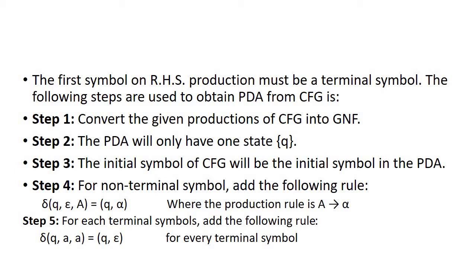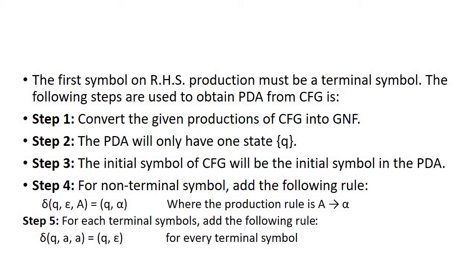So the very first thing which we need to establish is to have the tuple of context-free grammar. So we have to write down the whole tuple of the context-free grammar. The very first step is to convert the given production of any context-free grammar into GNF. This will definitely help us to establish an easy way to convert a context-free grammar into push down automata.